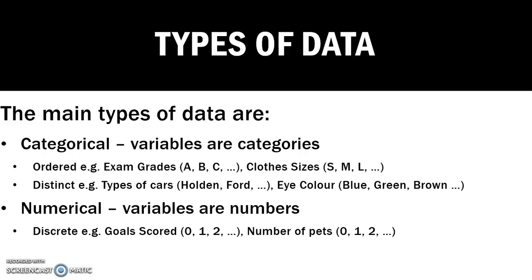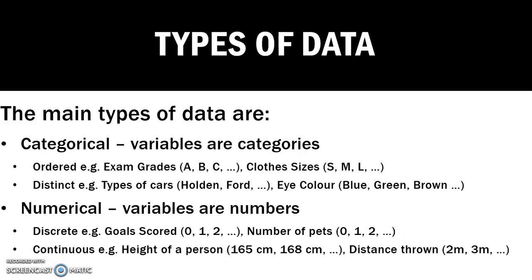or numbers of pets, 0, 1, 2. Continuous is the height of a person, so 165, 168 centimeters, or the distance thrown. So if it's continuous, it means that it has a unit attached to it.